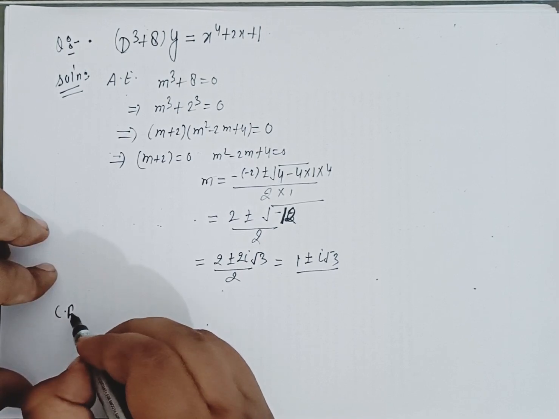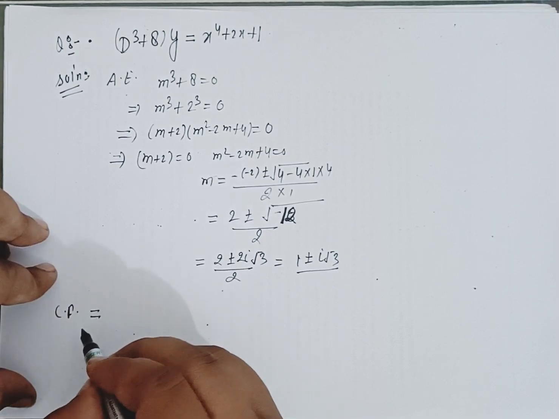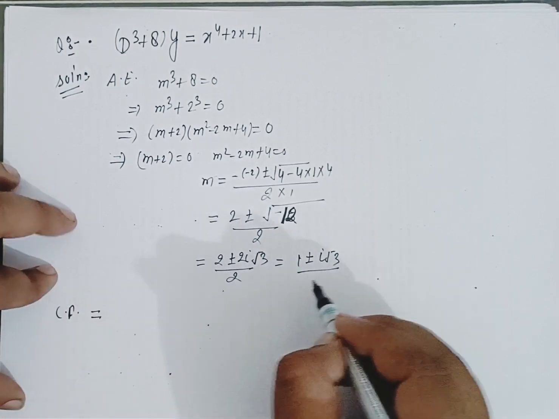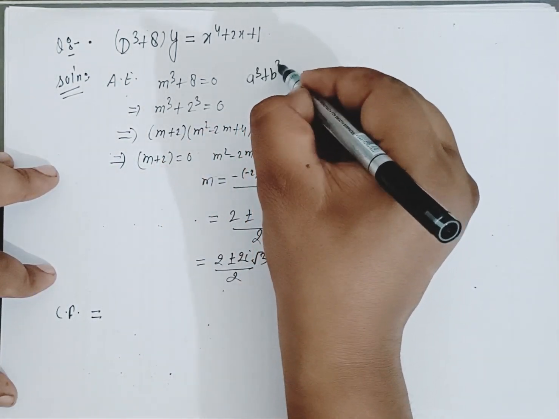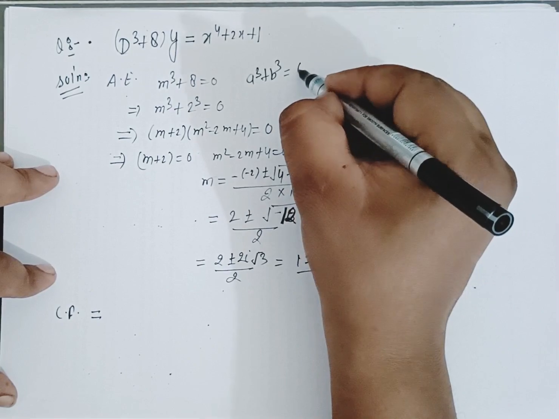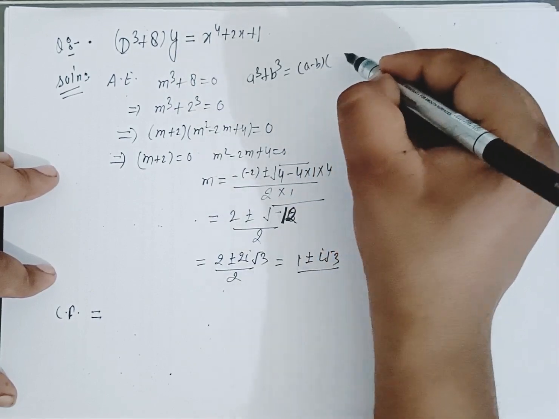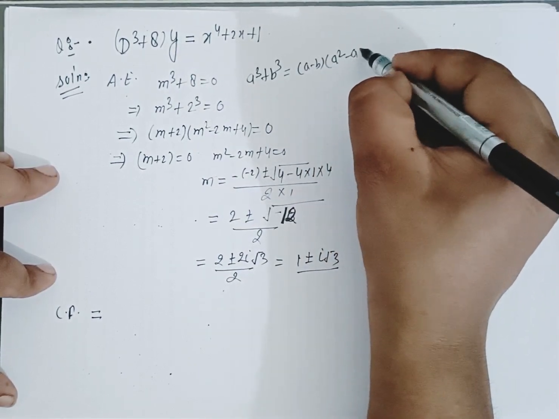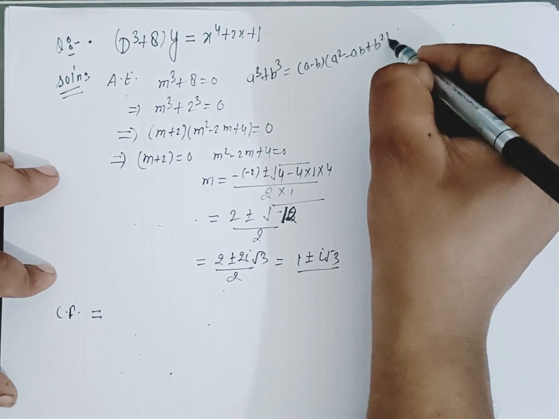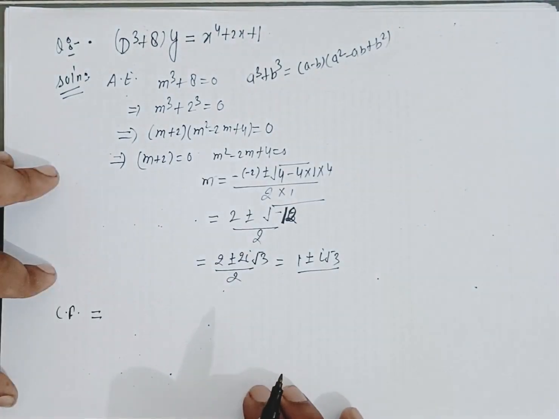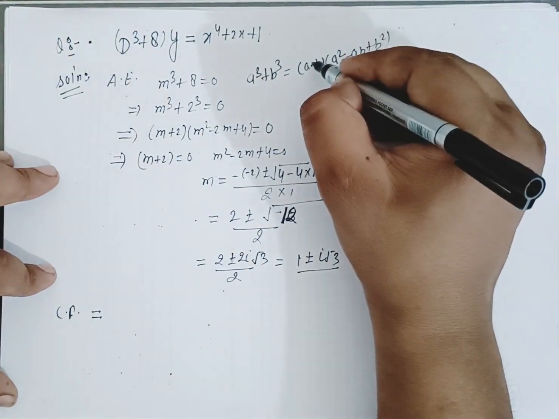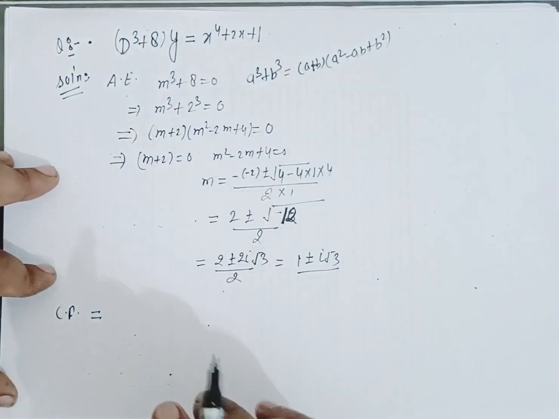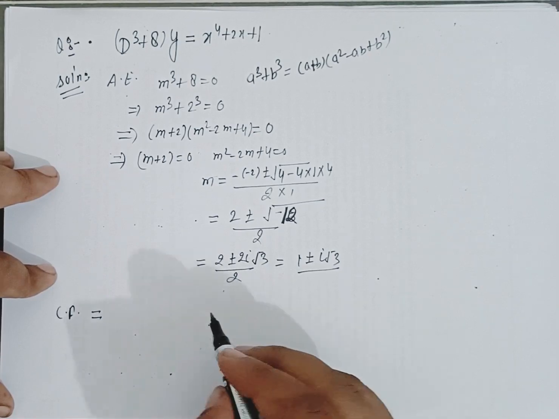So your complementary function will be decided as CF equals, remember we have applied the formula a to the power 3 plus b to the power 3 equals a plus b and a square minus ab plus b square. Sorry, a plus b, not a minus b.